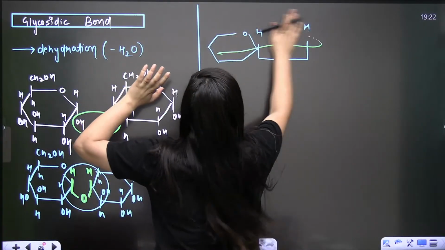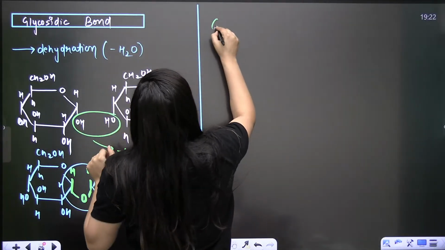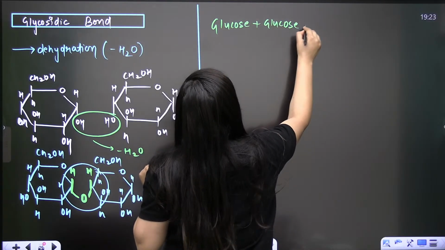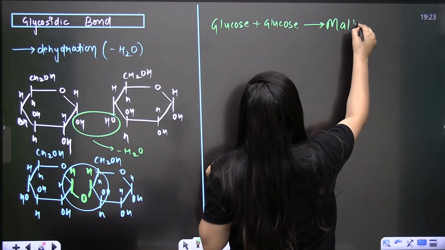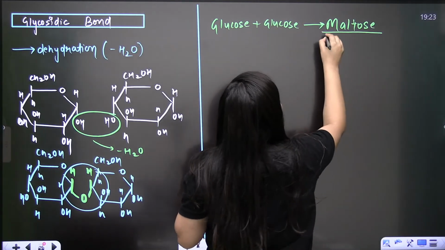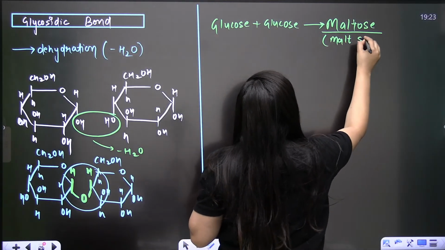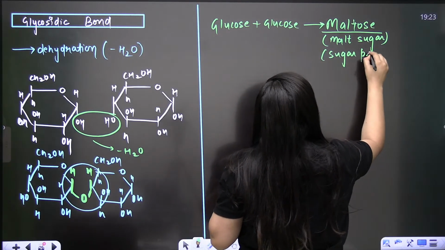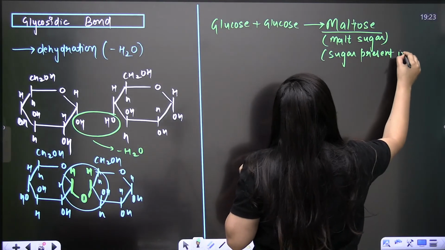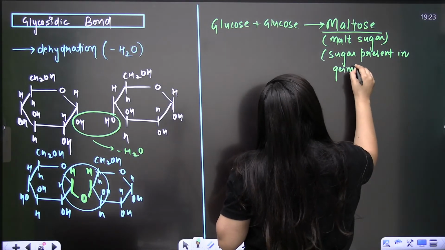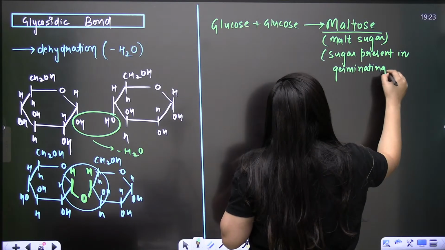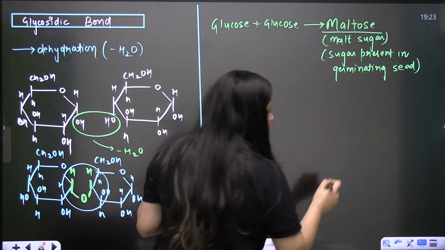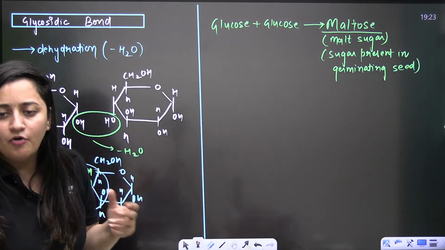When two glucose molecules join together, then they form a disaccharide, and we call that disaccharide maltose. Maltose is the malt sugar, the sugar present in germinating seed. Which sugar is it? Malt sugar. So two glucose together, they are forming the maltose.